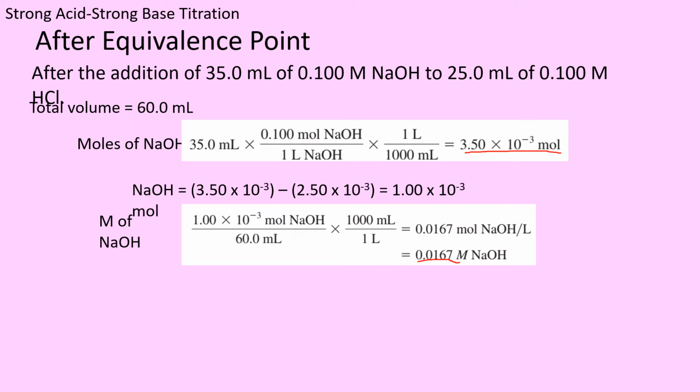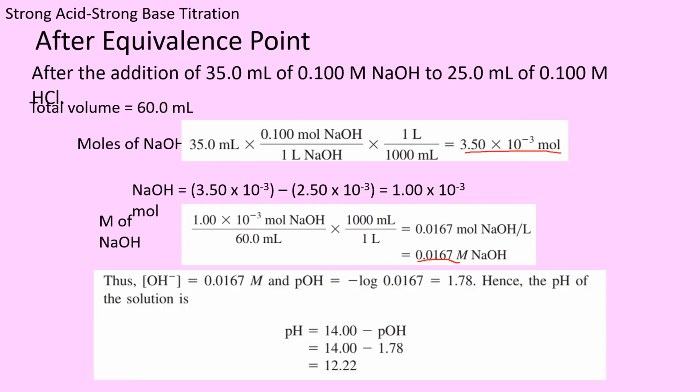Since what we now have in our solution is the base, then we expect that the pH will be basic, or higher than 7. So then, the pOH is 1.78, so the pH of the solution is 14 minus pOH, and the calculated pH of the solution after the equivalence point is 12.22.